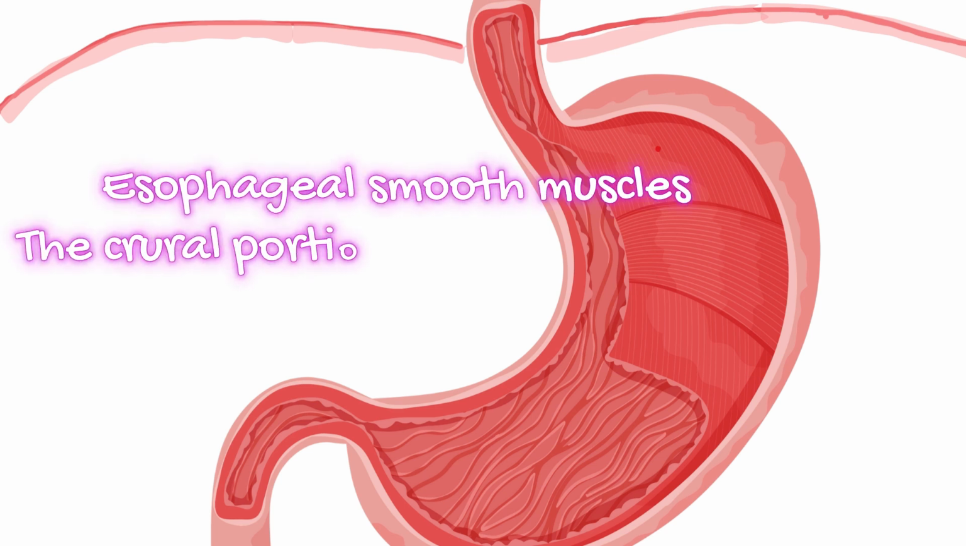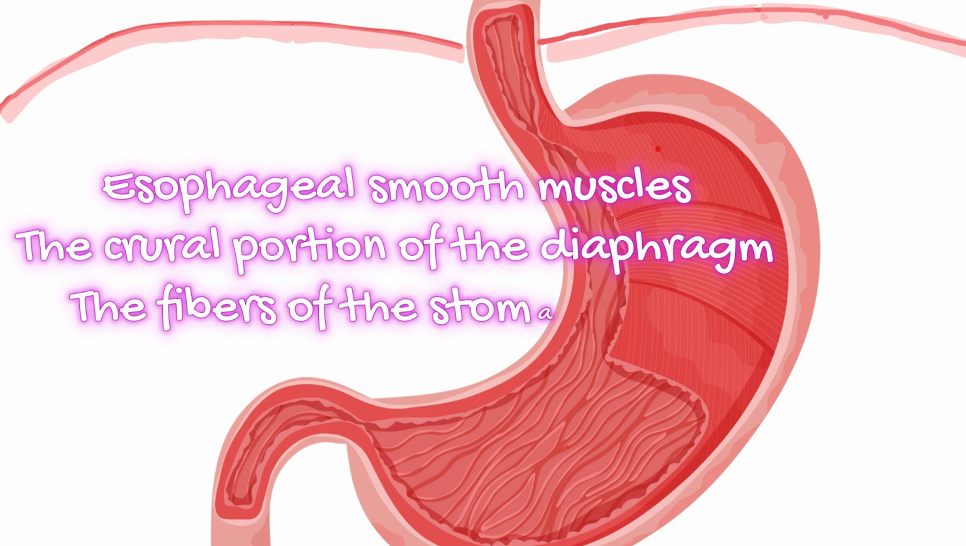That is the esophageal smooth muscles, which form the intrinsic sphincter; fibers of the crural portion of the diaphragm, which form the extrinsic sphincter because it surrounds the esophagus; and finally the oblique or sling fibers of the stomach wall, which help to create a flap valve, close off the esophageal junction and prevent regurgitation when intragastric pressure is increasing.